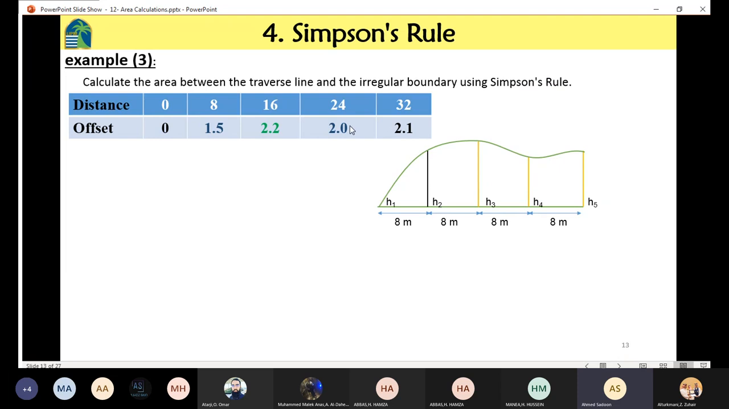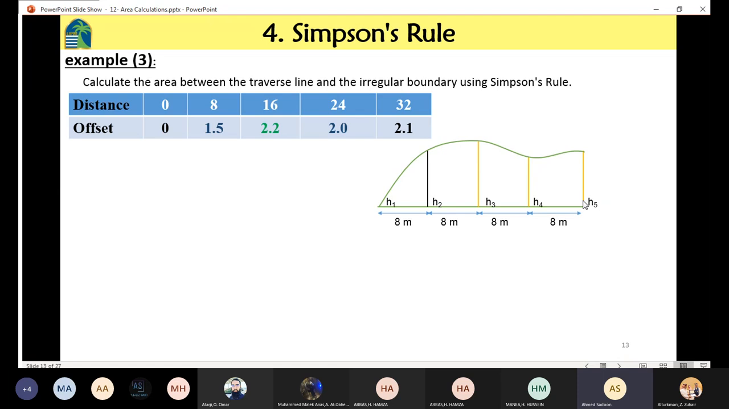Here we have 5 offsets in this area. This area has been divided into a number of trapezoids, and we need to determine the area between these offsets using Simpson's rule. Here the data are given. When the distance is 0, the height is 0. When the distance is 8, the height is 1.5. When the distance is 16, the height is 2.2. When the distance is 24, the height is 2. When the distance is 32, the height is 2.1.